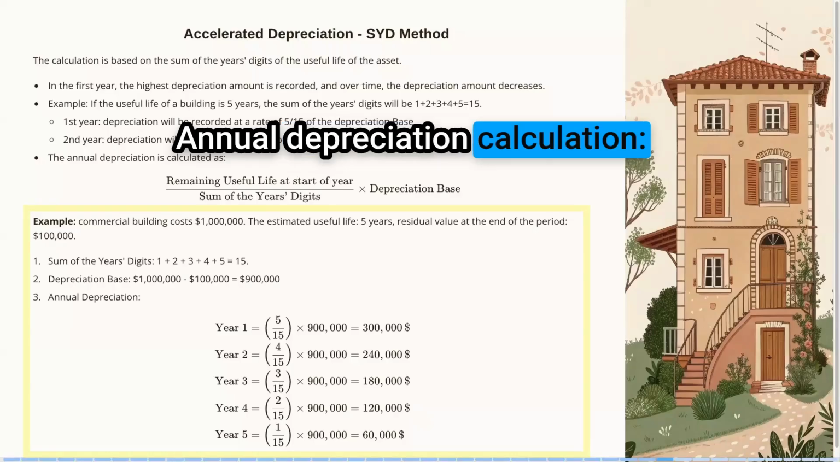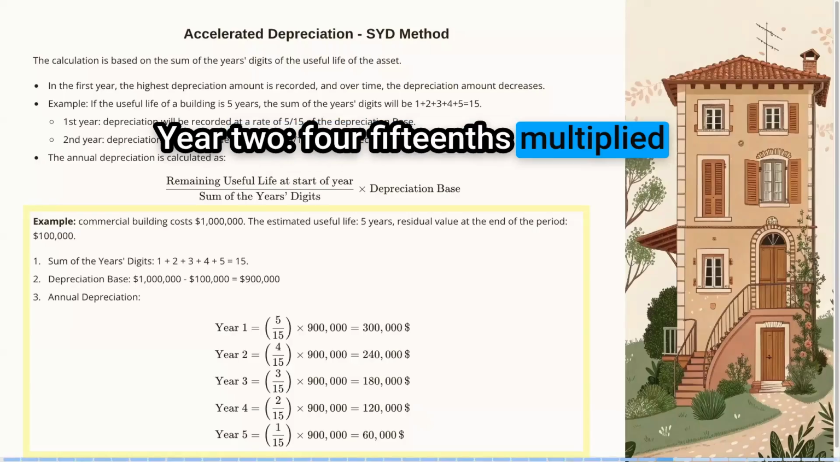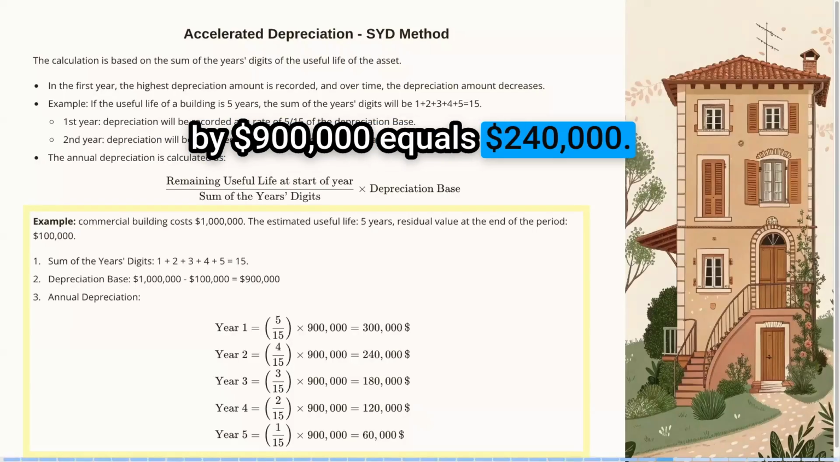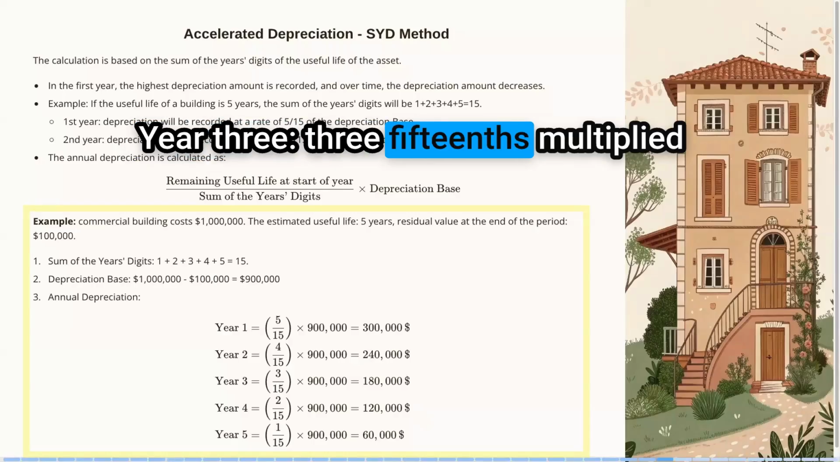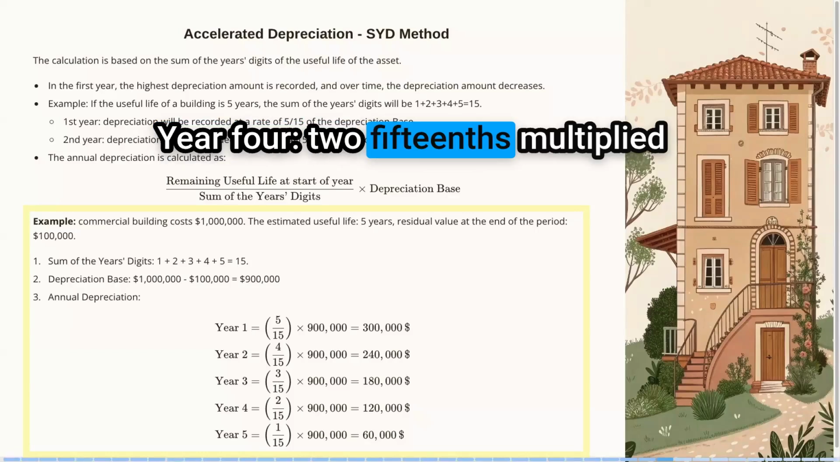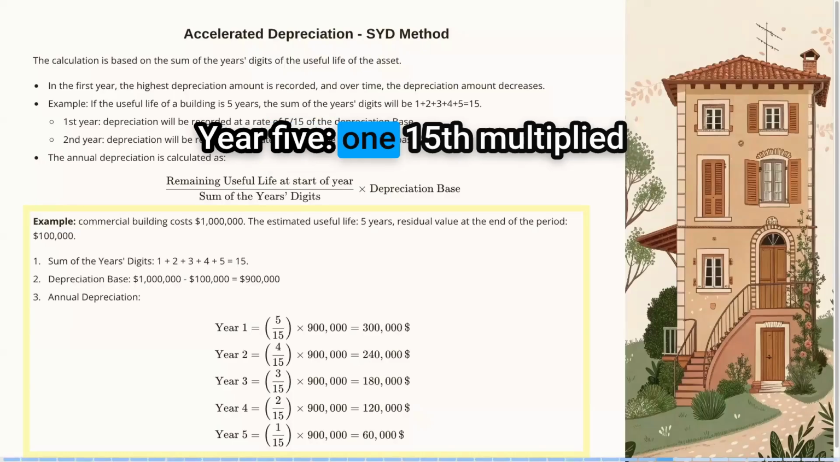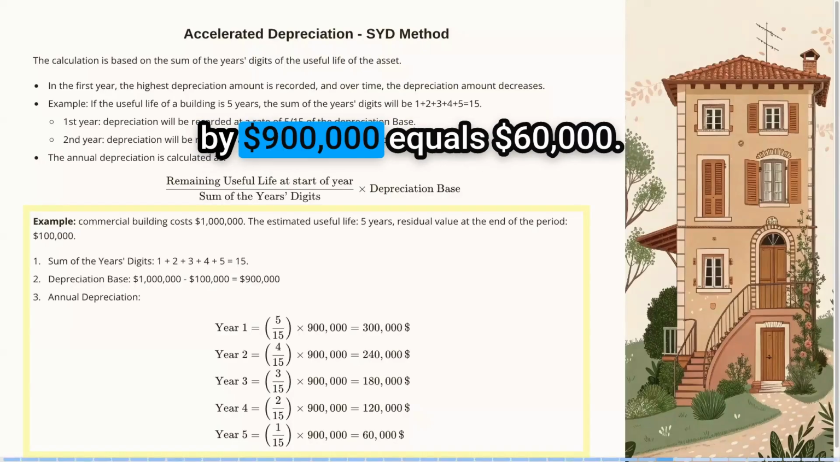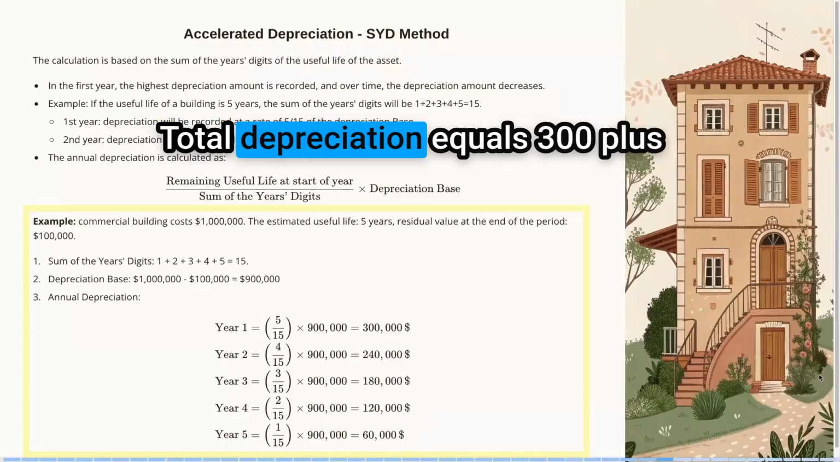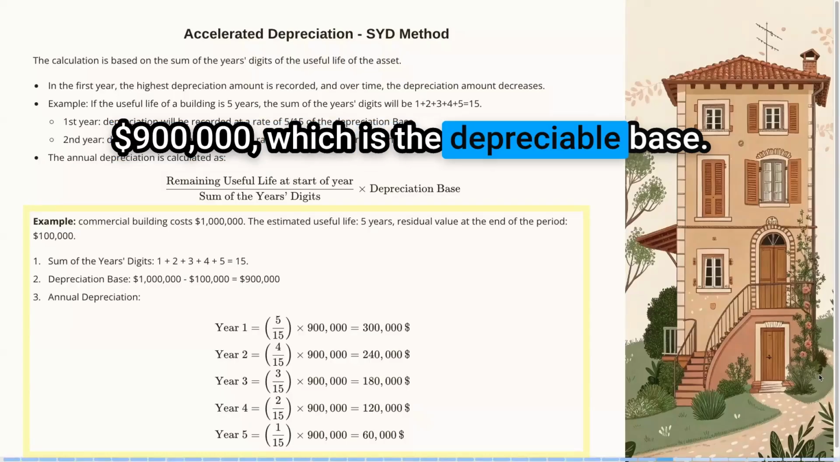Annual depreciation calculation. Year 1, 5/15 multiplied by $900,000 equals $300,000. Year 2, 4/15 multiplied by $900,000 equals $240,000. Year 3, 3/15 multiplied by $900,000 equals $180,000. Year 4, 2/15 multiplied by $900,000 equals $120,000. Year 5, 1/15 multiplied by $900,000 equals $60,000. Total depreciation equals 300 plus 240 plus 180 plus 120 plus 60 equals $900,000, which is the depreciable base.